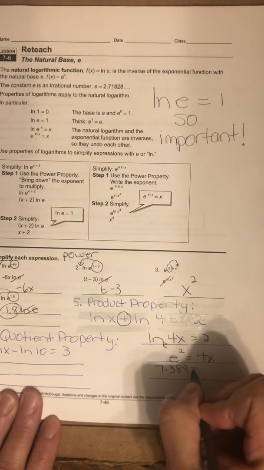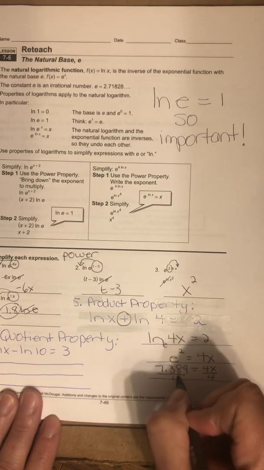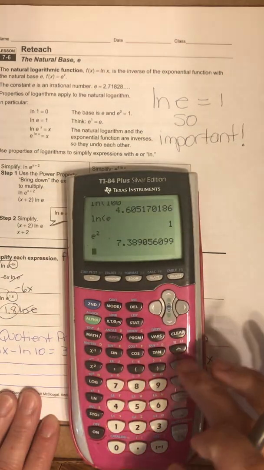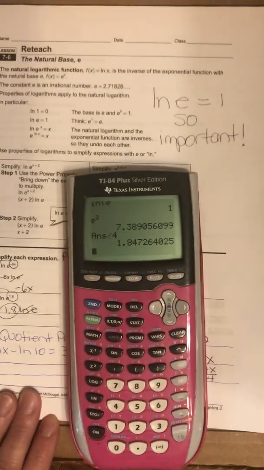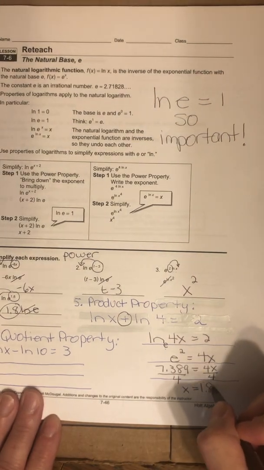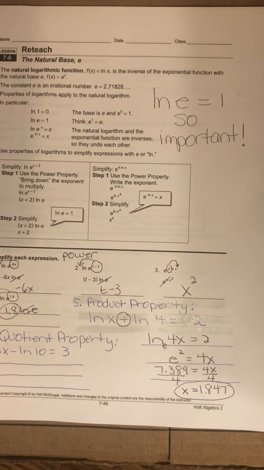7.389 equals 4x. And now we can just divide both sides by 4, and we get x equals 1.847. So we're going to find a lot of our answers have decimals because we don't have those nice bases of 2, 3, 4, 10. E is 2.71828 repeating, so it causes a lot of decimals.